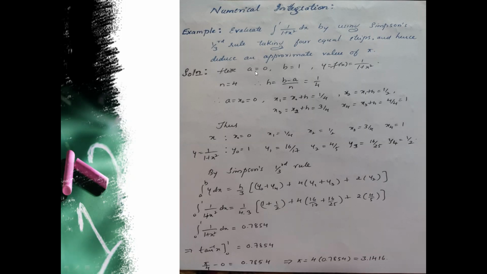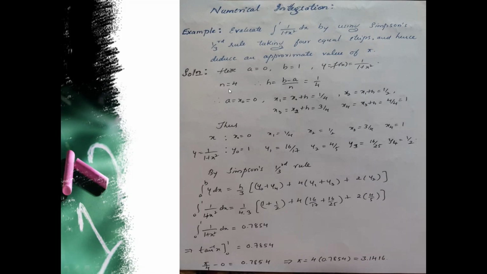Now here, as we have seen already, the limits of the interval of integration are 0 to 1. So that means the first value of x that we are going to take will be 0. That is, a is 0 implies our x naught value is 0. Now the upper limit, let us denote it by b. So b is 1 and the function, the integrand, is 1 upon 1 plus x square. Let us denote it by y.